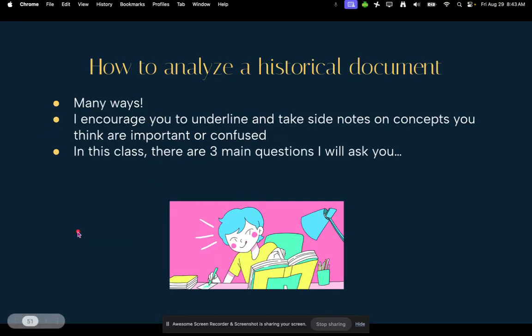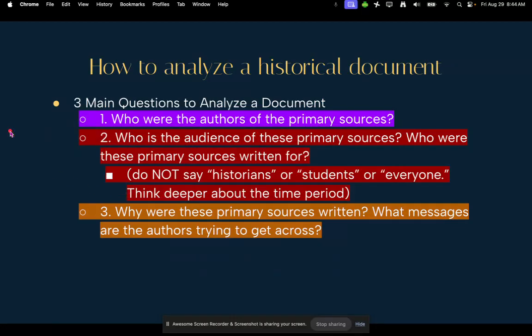All right, so how to analyze a historical document. There are many ways to do so. I encourage you to underline and take side notes on concepts you think are important or you're confused about. And in this class, I'll be asking you 3 main questions about primary sources. So when we read primary sources or analyze other documents, there are going to be 3 big questions I'm going to ask you every time.